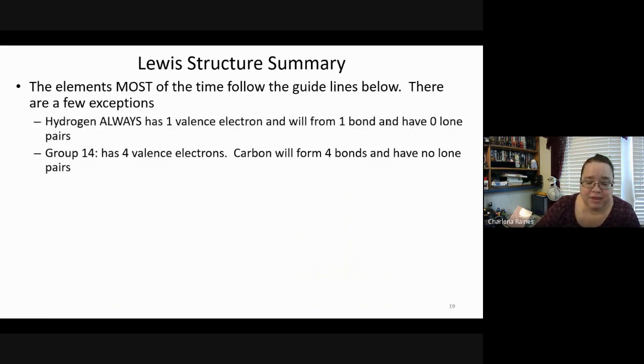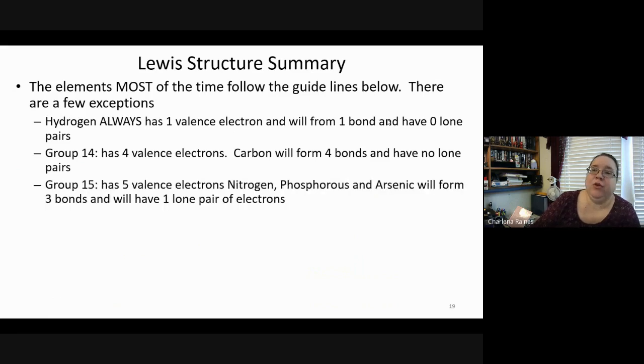Now, those 4 bonds could be a single bond, double bond, triple bond. Doesn't matter. It could be a combination, 2 doubles, or a double and a single. But the big deal is that it's got 4 lines coming off of it. Group 14 always does this. Group 15, 99.99% of the time, and for first year chem, you can just say 100% of the time, forms 3 bonds because they have 5 valence electrons. They need 3 more friends, and they're going to have 1 lone pair. Group 15 will always have 1 lone pair, and they will always form 3 bonds.